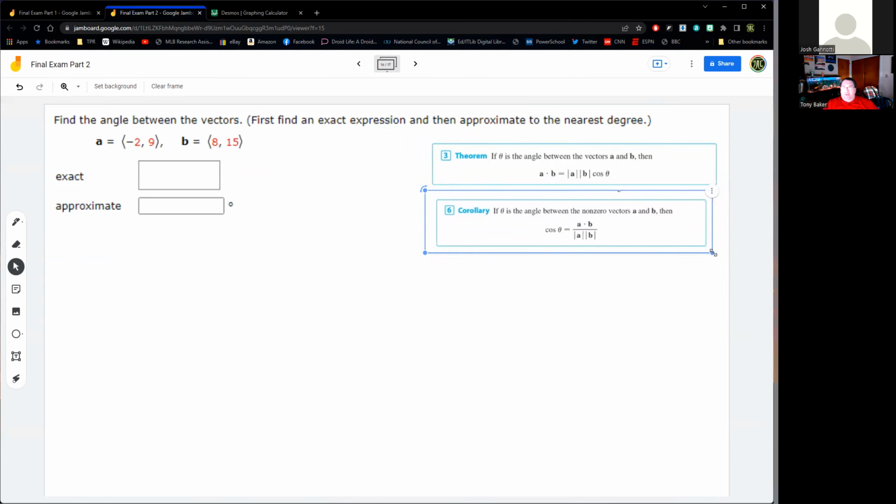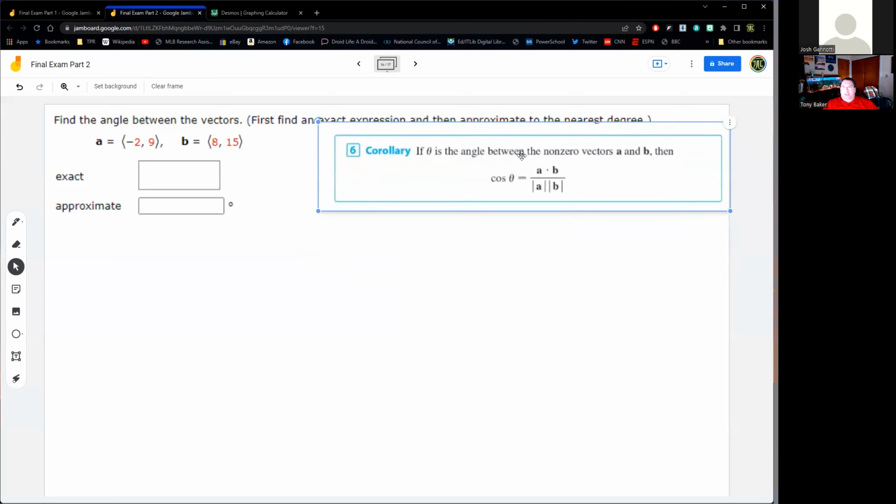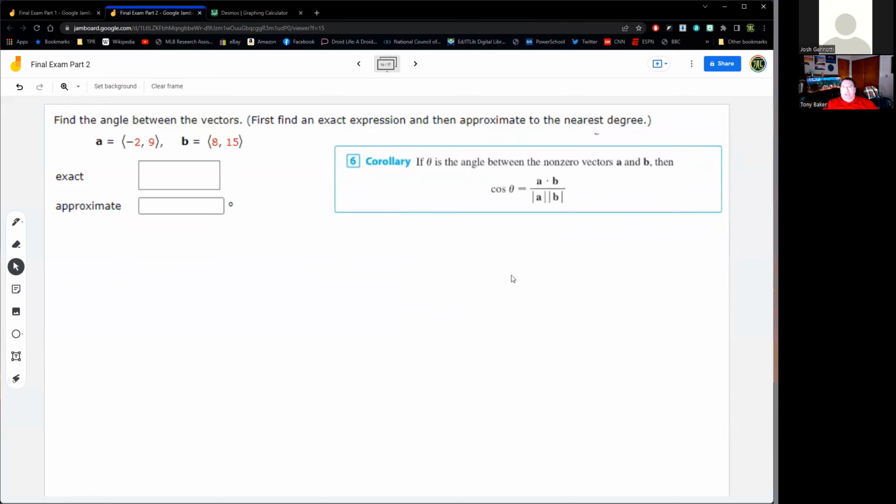If you switch it around a little bit, we're looking for the actual angle in this case, so I actually need the corollary for it. So we're going to use this one instead. I've got cosine of theta equals the dot product of A and B over the length of A and B. So first step, find the lengths of A and B, and find the dot product of A and B.